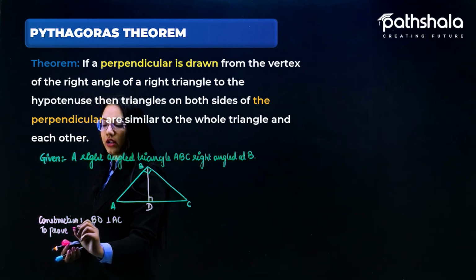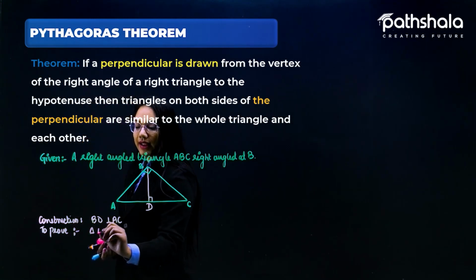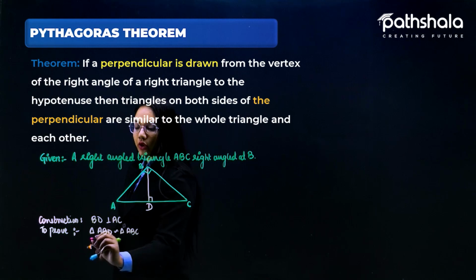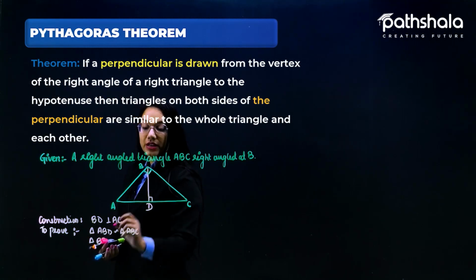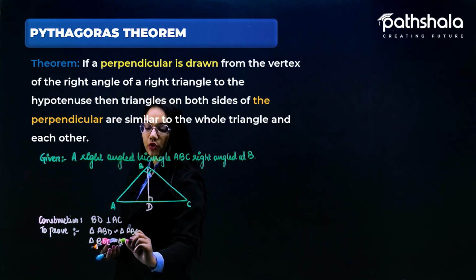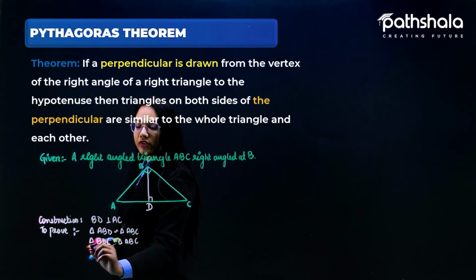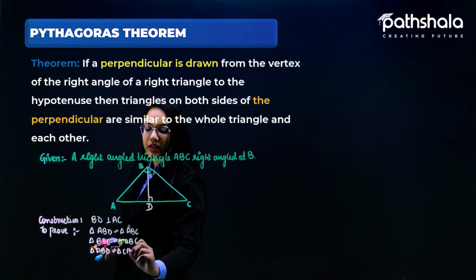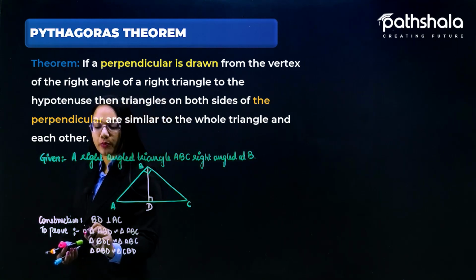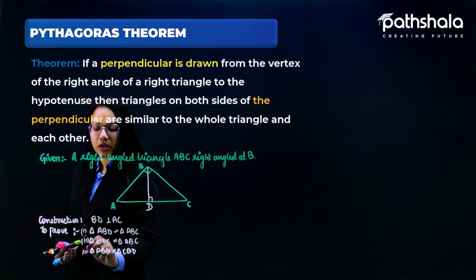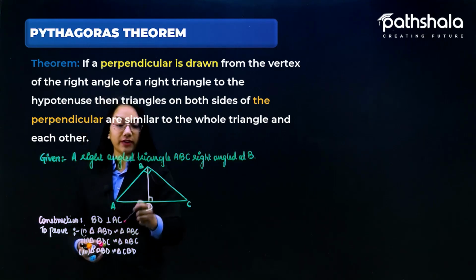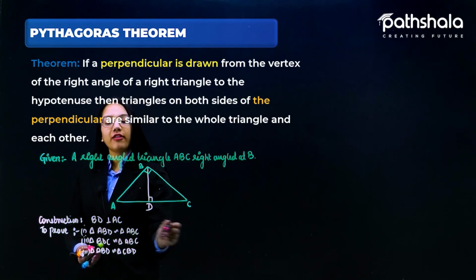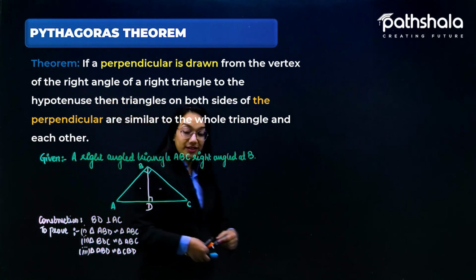Now what we have to prove? We have to prove that the triangle ABD is similar to the triangle ABC, the triangle BDC is similar to the triangle ABC, and further that the triangle ABD is similar to the triangle CBD. So these are the three things that we have to prove in this particular theorem: first, that this triangle is similar to the whole triangle ABC, this triangle is also similar to the whole triangle ABC, and further this triangle is similar to this triangle.